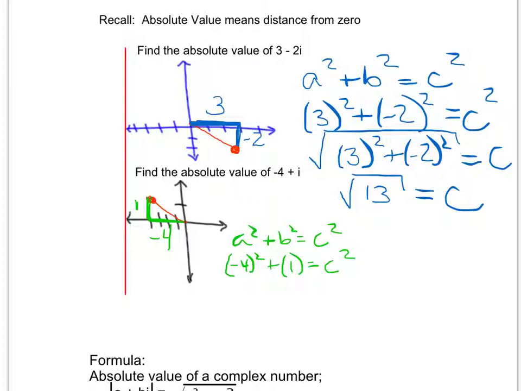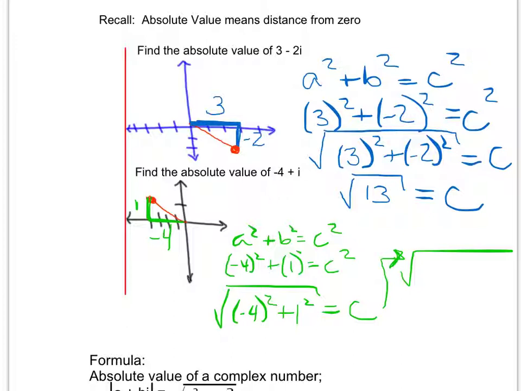I do want to point something out. Notice that up here when I took the square root, I did not put a plus or minus out front. If I'm talking about distance, since distance will never be negative, adding a plus or minus, the minus wouldn't make sense anyway. So same idea here. To get c by itself, I would take the square root of -4 squared plus 1 squared equals c. Again, I don't need a plus or minus because distance will never be negative. That simplifies to 16 plus 1, so I get the square root of 17 equaling c.